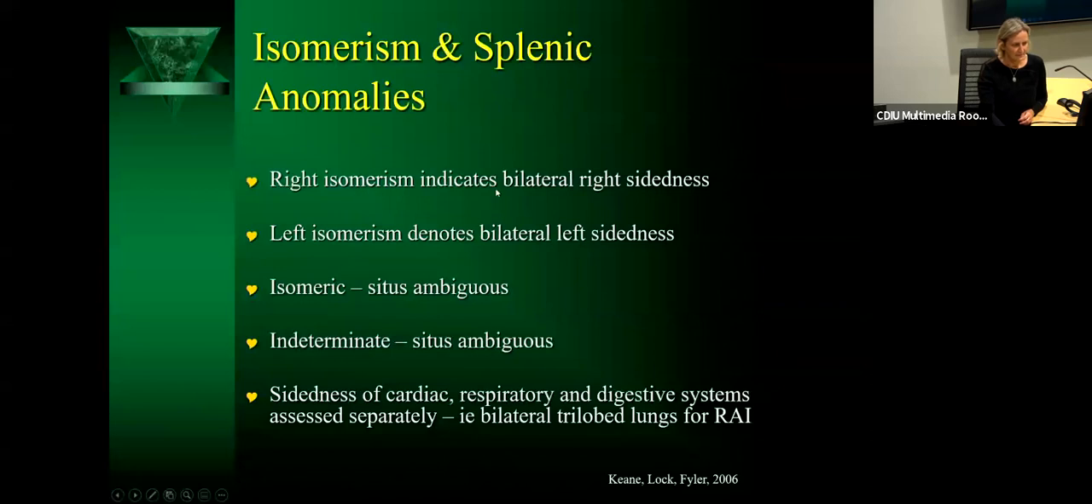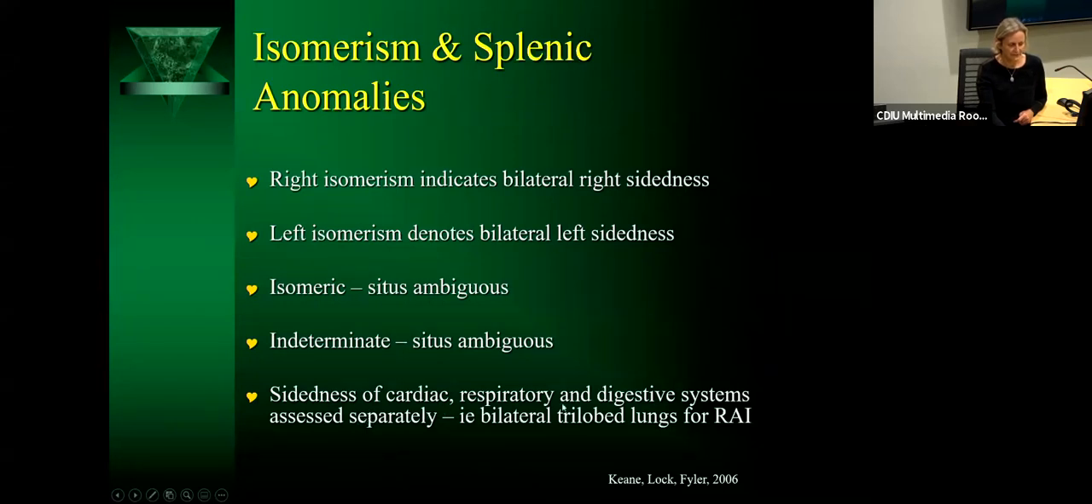Right isomerism indicates bilateral right-sidedness, so that patient will have two broad-based right atrial appendages. In left isomerism, they will have two finger-like left atrial appendages. Isomerism is situs ambiguous, or indeterminate situs. So we're going to show you some nice pictures of that.